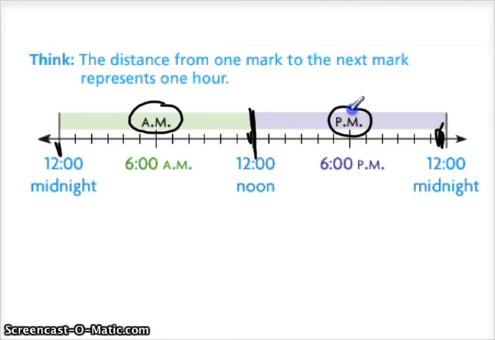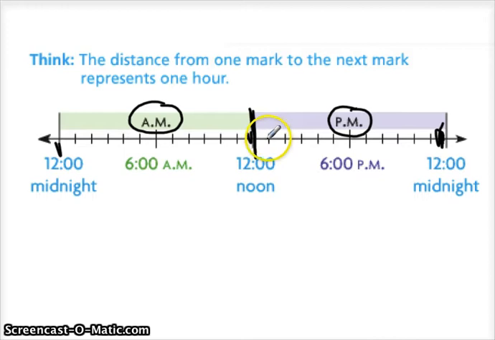So, if you look at the number line, each one of these tick marks represents an hour. So this would be 1 o'clock, 2 o'clock, 3 o'clock, 4 o'clock, 5 o'clock, 6 o'clock, 7 o'clock, 8 o'clock, 9 o'clock, 10 o'clock, 11 o'clock. Those are the first 12 hours of our day, the morning hours. So all of these times would be followed by AM.